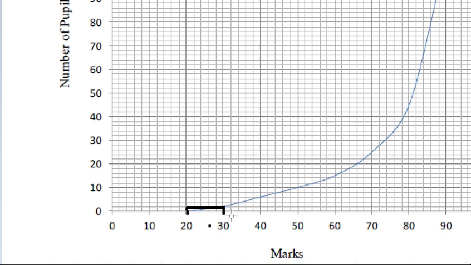Between 30 and 40, the ogive goes up to 6, which means the actual frequency in this class had to have been 4. So this bar will be slightly higher than the previous one. Something like that.